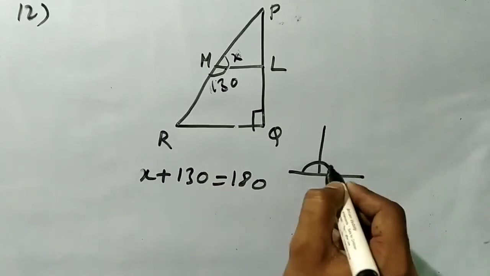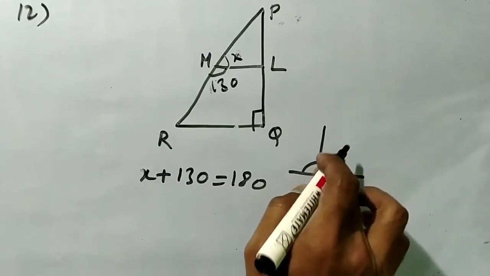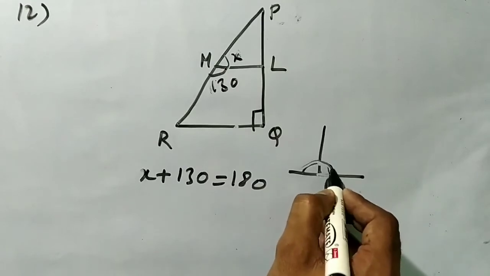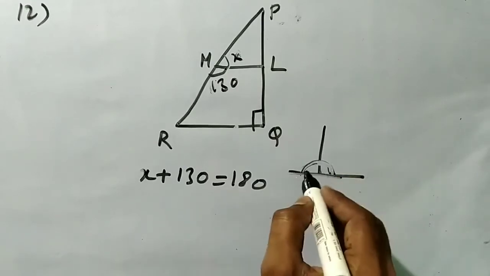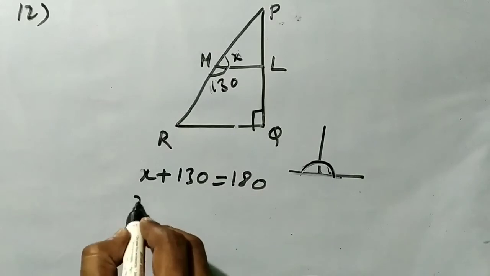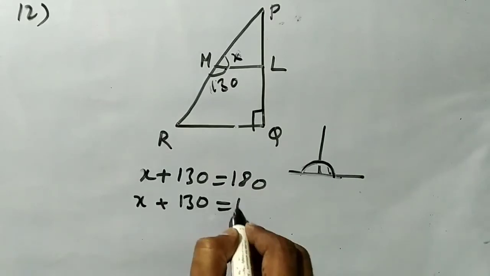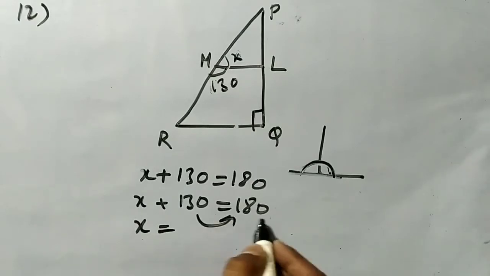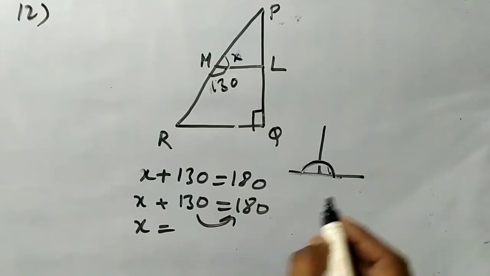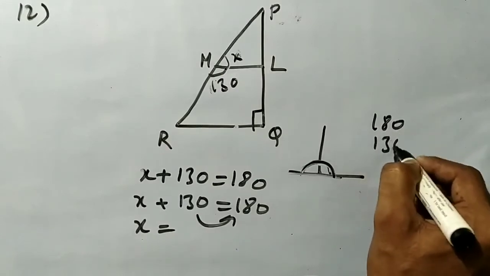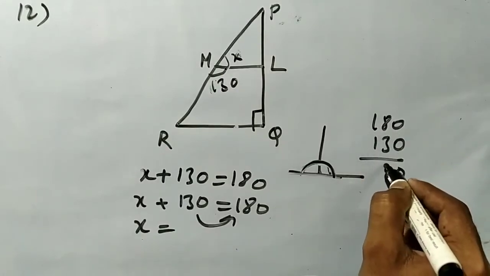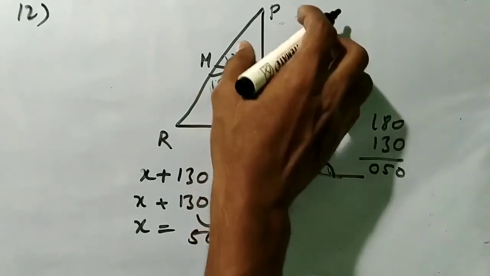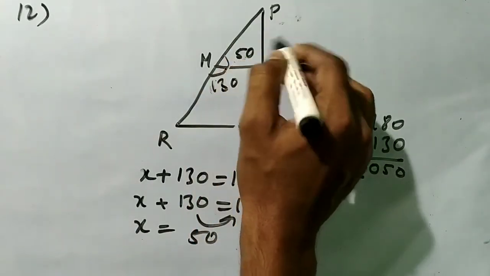Whatever the lines here, we have one line, and it forms two angles. So these two angles' summation is equal to 180. So x plus 130 is equal to 180. Then x is equal to 180 minus 130, as 130 goes to the other side, the RHS. 8 minus 3 is 5, 1 minus 1 is 0. So x is equal to 50.